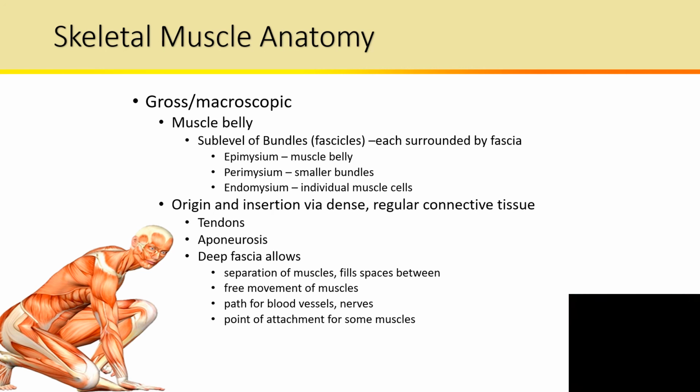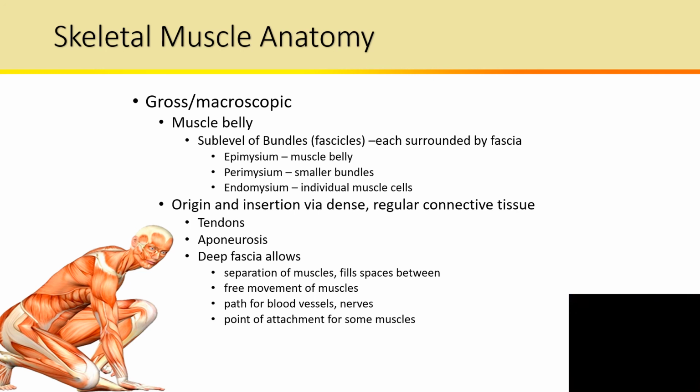Also, because it allows a separation, there's fat around there, and this fat around the aponeurosis allows a path for blood vessels, nerves, and so on to be able to innervate or supply the muscle itself. We also know that deep fascia is sometimes a point of attachment for some muscles. So basically, this deep fascia separates one muscle from another.